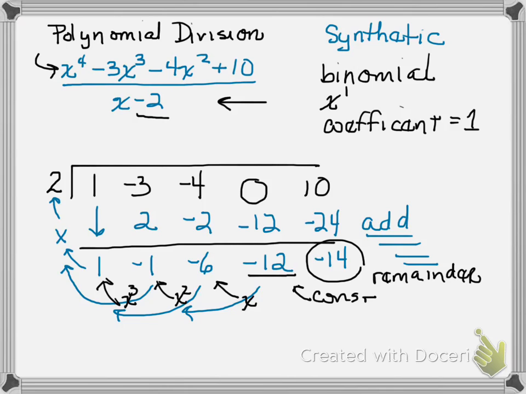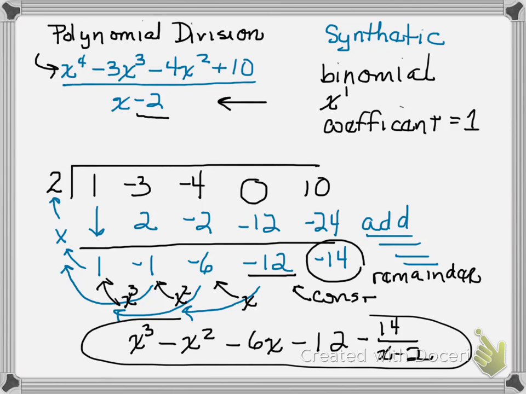So now let's write it as a regular polynomial. We have 1x cubed, so we can just write that as x cubed, minus 1x squared, we just write that as minus x squared, minus 6x, minus 12, and now we do have a remainder, so we're going to write that in fractional form, so minus 14 over our original divisor, which was x minus 2. And that is your answer.